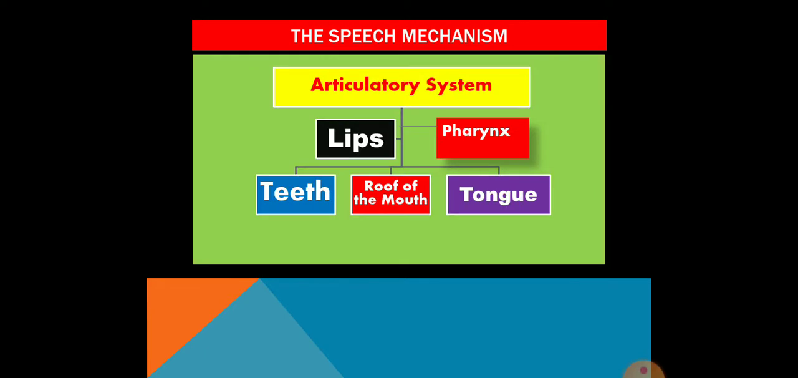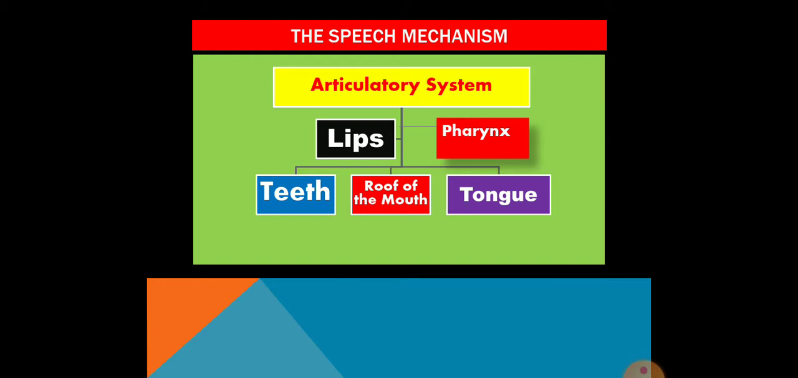Friends, as I said earlier, there are three systems of mechanism involved in producing speech sound. So let us start the study of the third system of speech mechanism, that is the articulatory system. In short, articulatory system means bringing together two organs of speech.